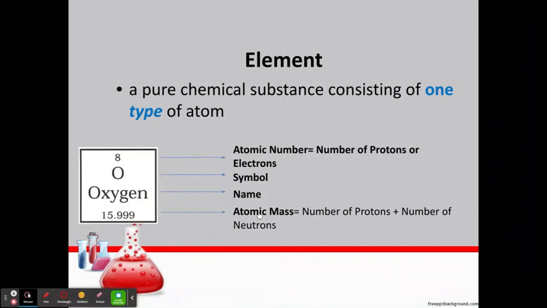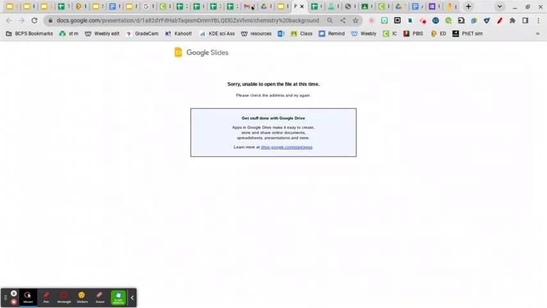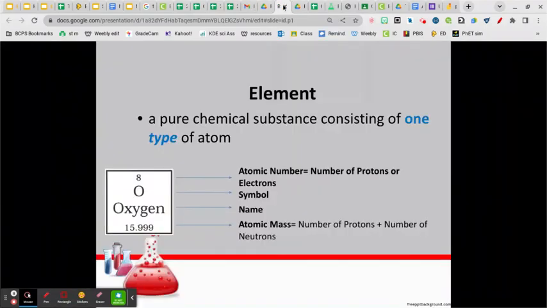Of course, mass is protons plus neutrons. In the past, we had specific isotopes. Today, if we need to calculate neutrons, we're just going to take this number and round it to the nearest whole number. So we'll just call this 16. And then we'd say 16 minus 8 would give us 8 neutrons as well.